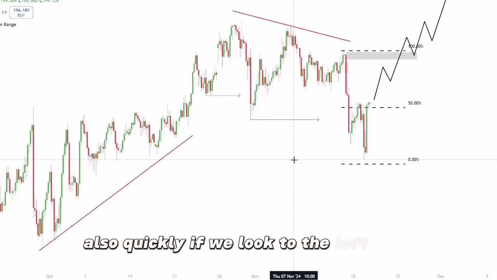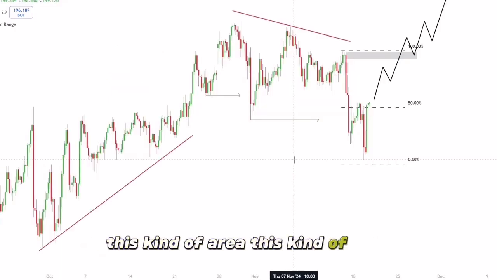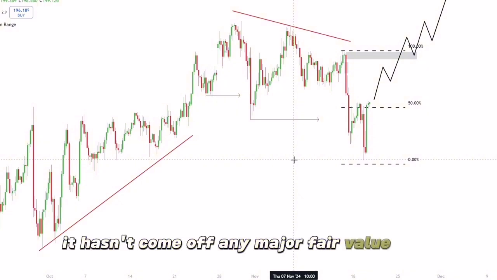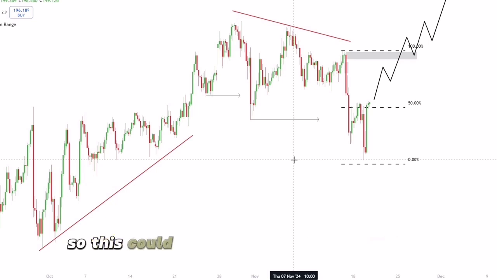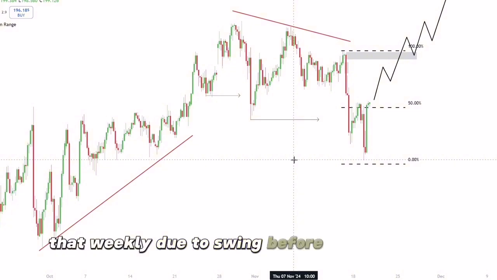Also, quickly, if we look to the left, right, this kind of area, this kind of bullish push over here hasn't come off any major fair value gaps, right? Over here, the price is pretty efficient. We haven't got too many fair value gaps, right? So this could simply be a sweep of liquidity. We are Tuesday going on to Wednesday, so we could see that low of the week, that weekly due to swing before it move higher.